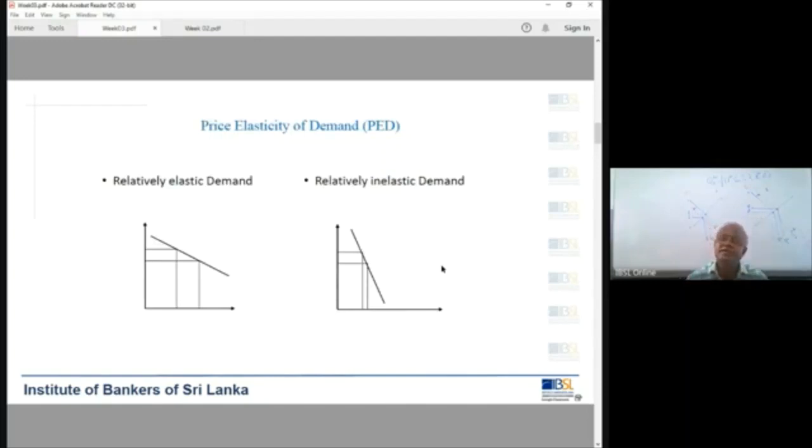Now you can understand the meaning of elasticity and the relationship between price elasticity and the demand curve. Different shapes of the demand curve. Elasticity has a direct relationship to the shape of the demand curve. Some goods have relatively elastic demand, some other goods relatively inelastic demand. Some goods have perfectly inelastic demand, and some have perfectly elastic demand.